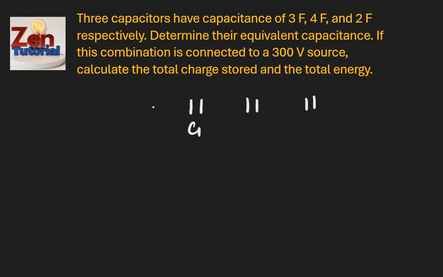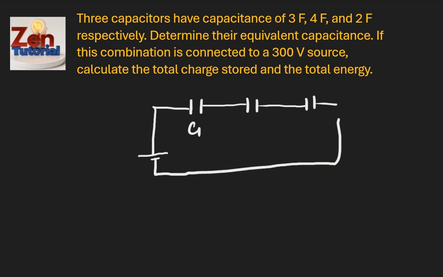So they are actually connected in series. Though the connection system is not directly given in the question, we have to understand it as the connection directly with the source. It means it is connected in series. So C1, C2, C3, and the voltage is 300 volt.